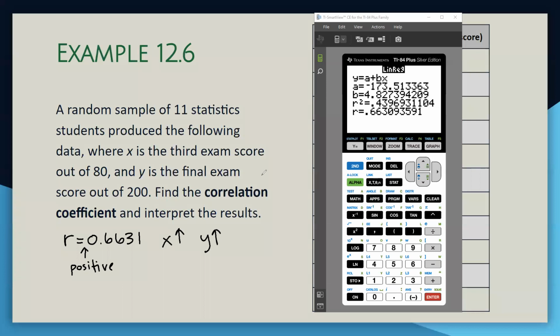You're going to see me do something in future videos. You'll notice that LinReg spits out a whole bunch of information. Typically, when you run this to find your regression equation, you just copy down all of these values. A and B form the regression equation. Both R and R squared are useful. So at this stage, I'd also write down that R squared value, which we're going to talk about in a minute. So R squared is 0.4397, which we round to 4 places. And we're going to talk about what that means in just a minute.